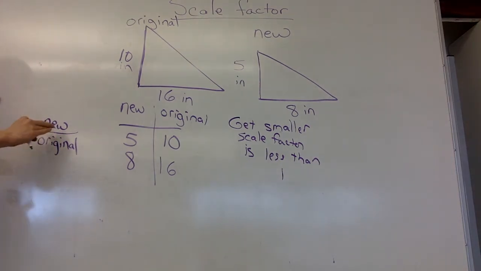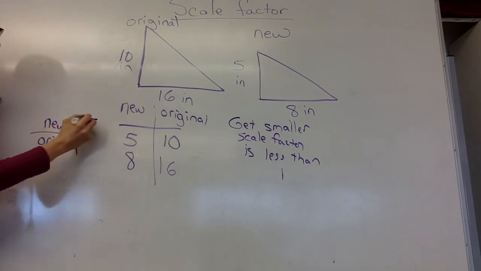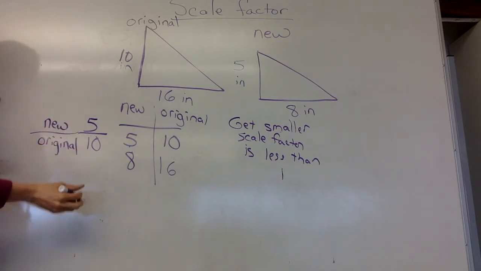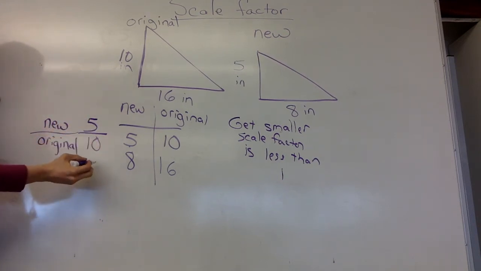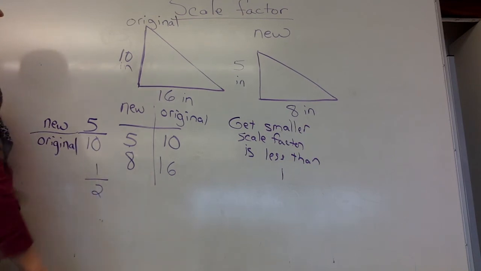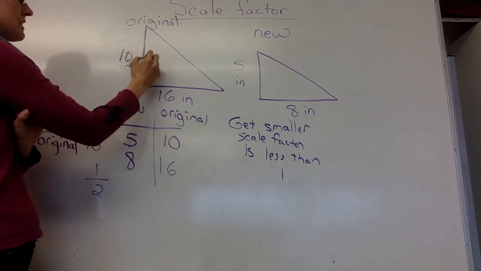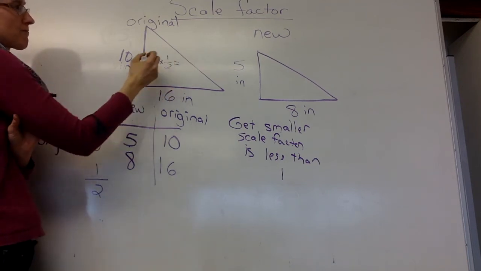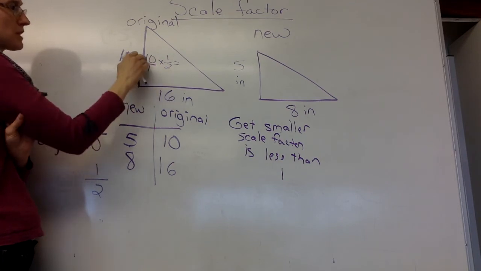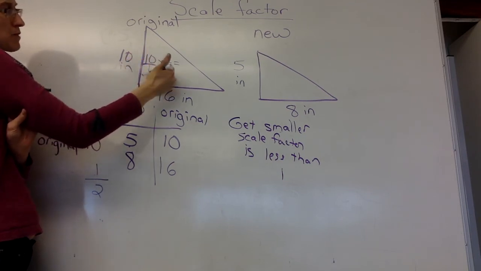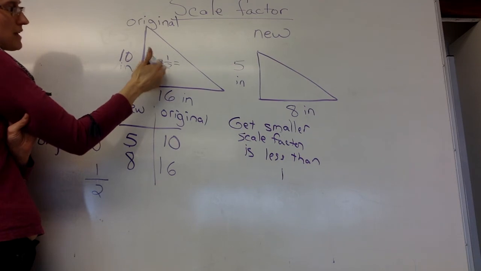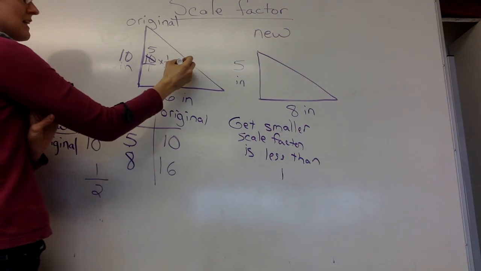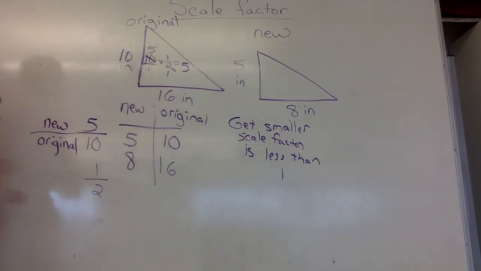Let's check this out. So if I put my new on top in my equation, so my 5 over my original, 5 over 10, if I reduce that, divide each by 5, I would get 1/2. So what I'm doing here is I'm multiplying 10 times 1/2, and that will give me 5. So to do the multiplication, 10 times 1/2, I put a 1 underneath the 10, I can cross cancel. My 10 becomes a 5, my 2 becomes a 1, and I get 5. So I see that it works for that side.